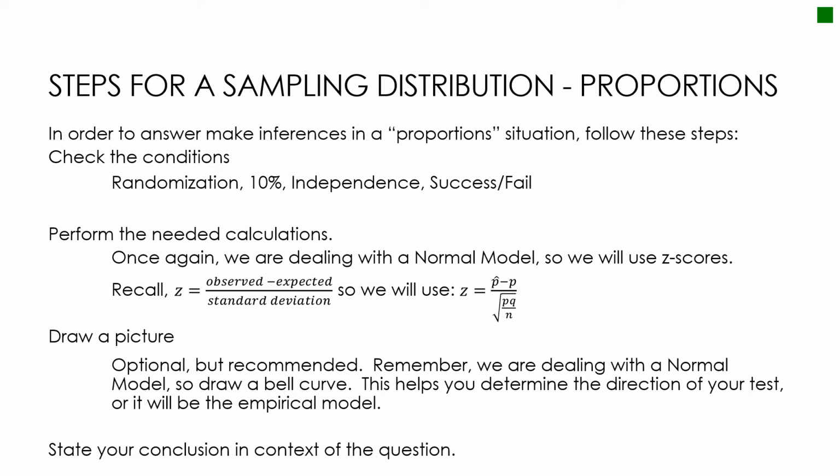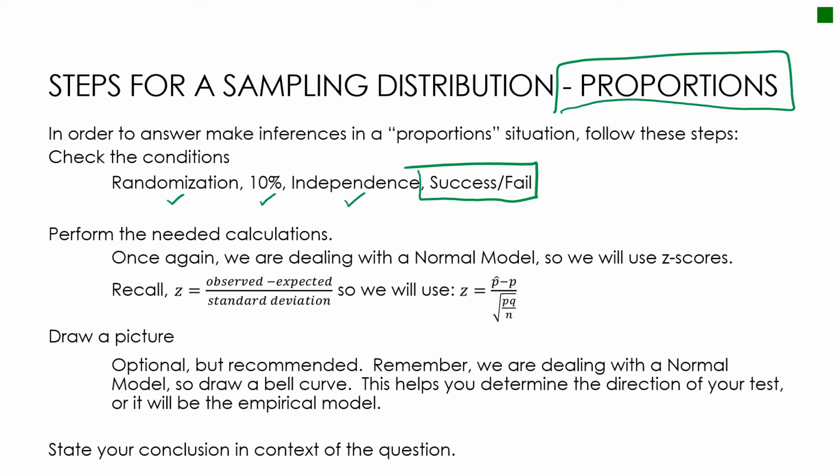So the process that I will go through is almost identical to the process I just went through with means. This is proportions, so let's talk about what's the same and what's different. I'm still checking randomization, I'm still checking 10%, I'm still checking independence, but now I'm checking success/fail. And that means I have to have 10 successes and 10 failures.